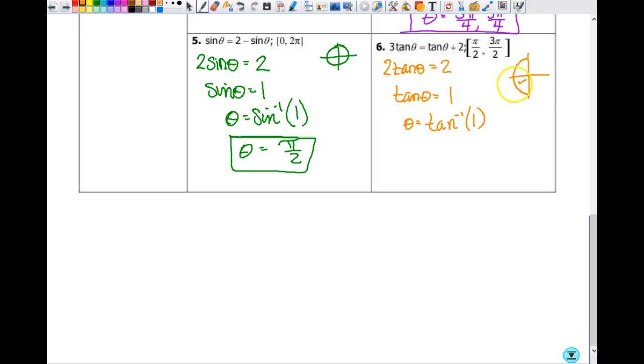Okay, so tangent inverse of 1 is pi fourths, right? But I want my pi fourths angle in the third quadrant, and what is that? 5 pi fourths. Okay. Does that help? Is that good? Make sense now?